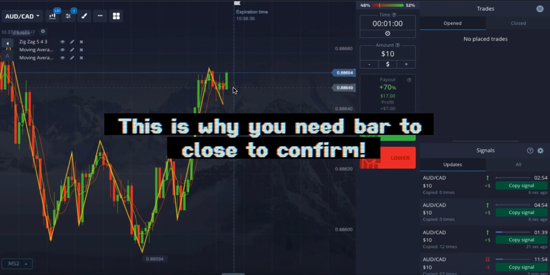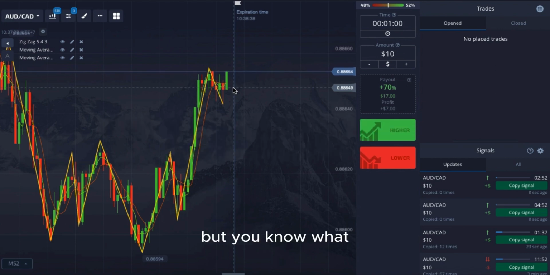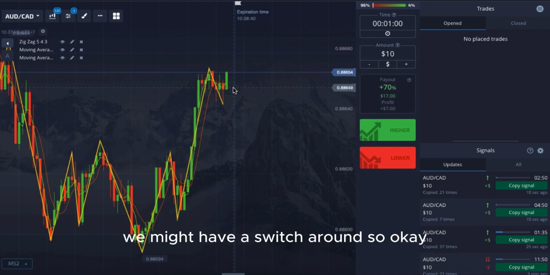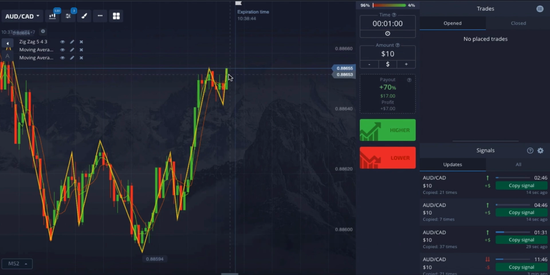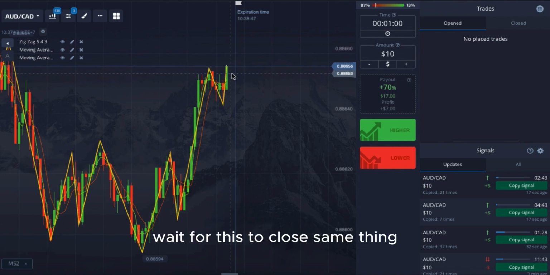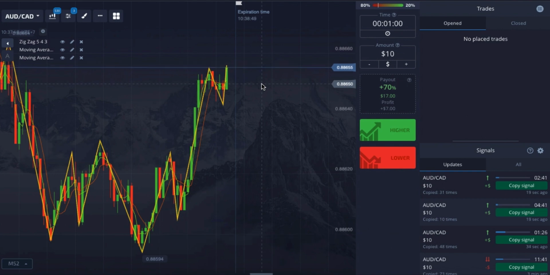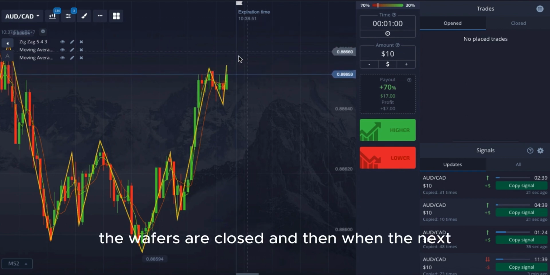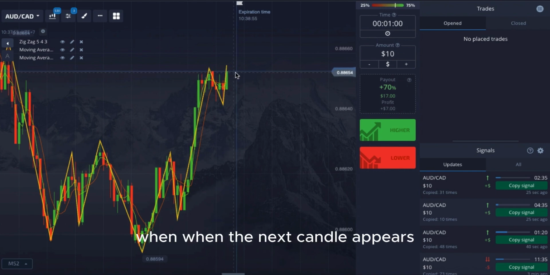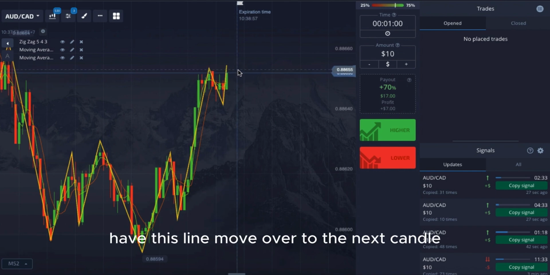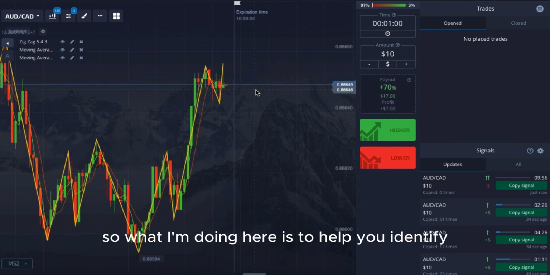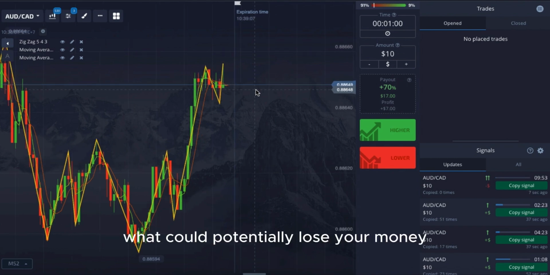Oh no! But you know what? We might have a switch around. So, okay, wait for this to close. Same thing, there's an expiration time over here. So wait for this to close, and then when the next candle appears, have this line move over to the next candle. So what I'm doing here is to help you identify what could potentially lose you money.